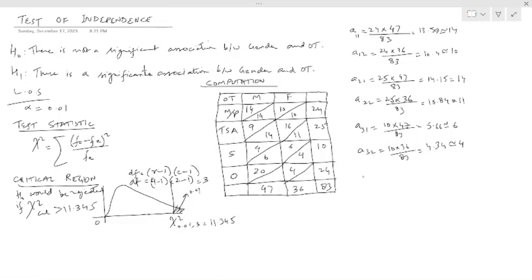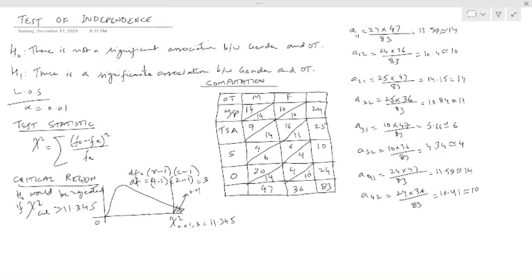And now for the last row, the expected values can be computed as the fourth row total multiplied by the first column total divided by 83. So 24 times 47 divided by 83 gives us 13.59. That's 14. And then A42, 24 times 36 divided by 83. That's 10.40 or 10.41, that can be rounded off to 10. So this is 14 and this is 10, gives us 24.